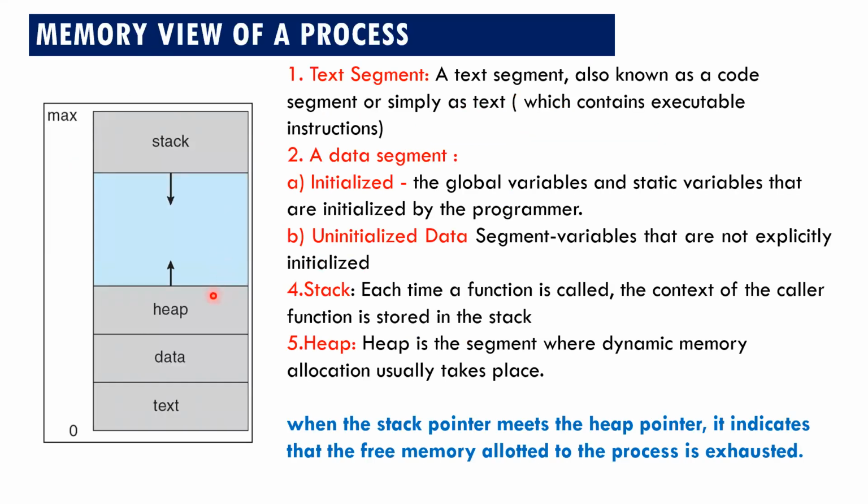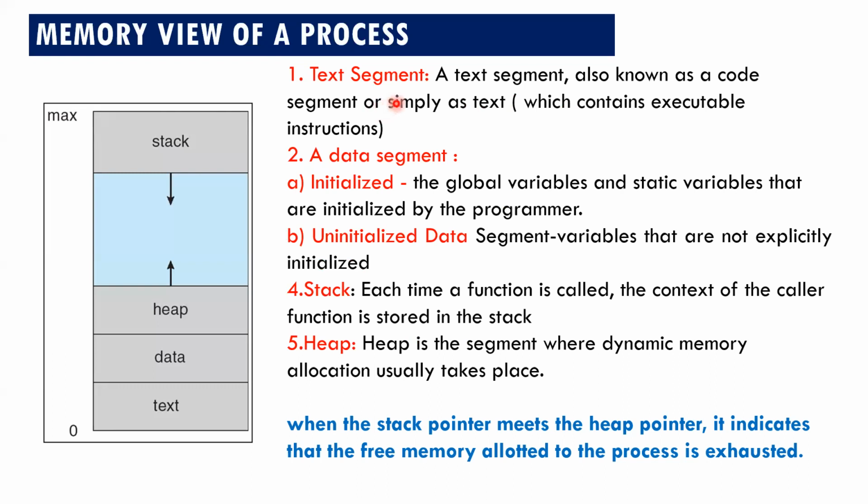We all know that a process is a program under execution. That means whenever a program has to be executed, it has to be brought from the hard disk to the main memory. And whenever a process is stored in the main memory, it requires a certain amount of memory for storing various types of information, which include text segment, data segment, heap segment, and stack segment.